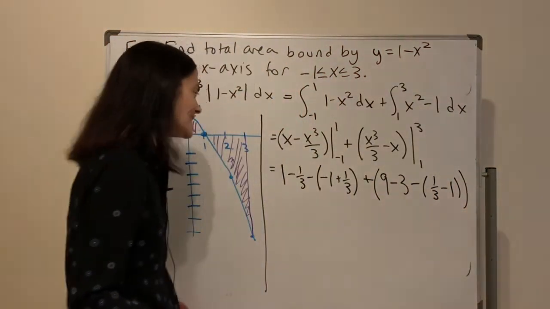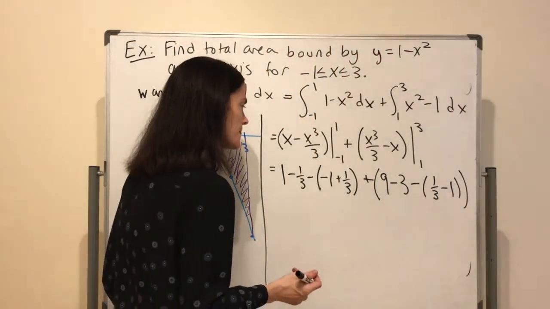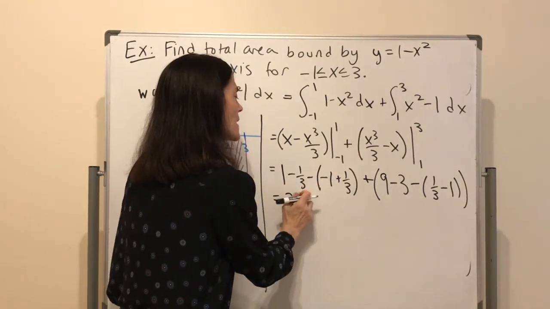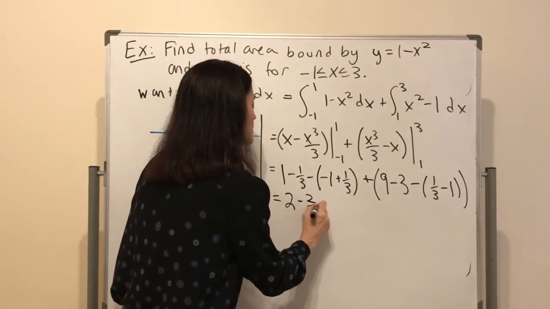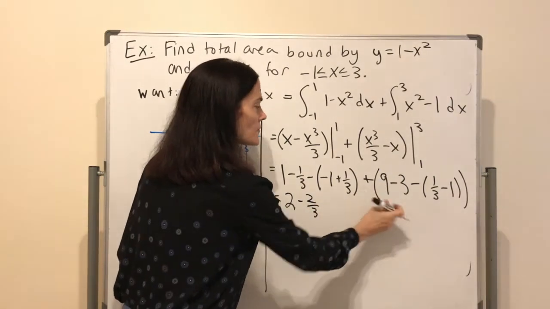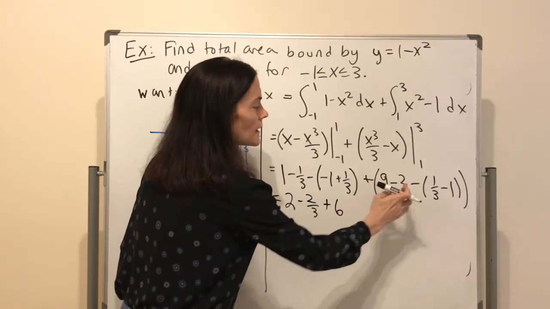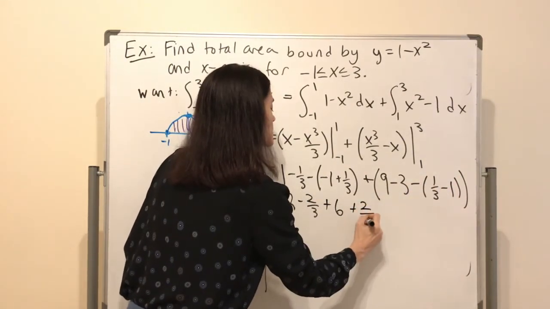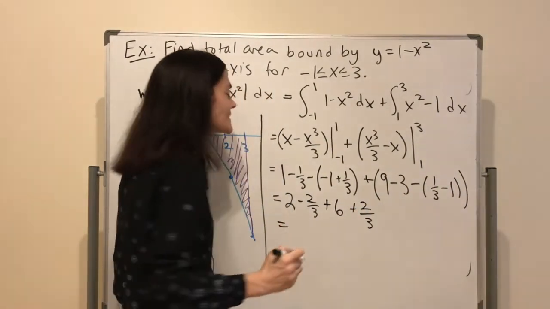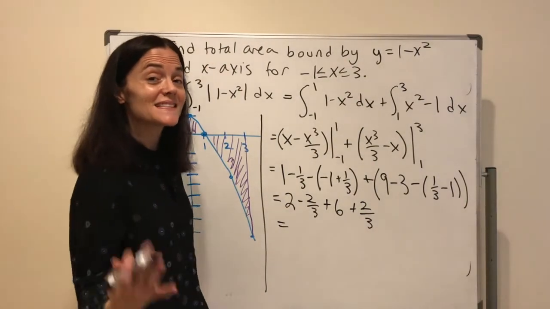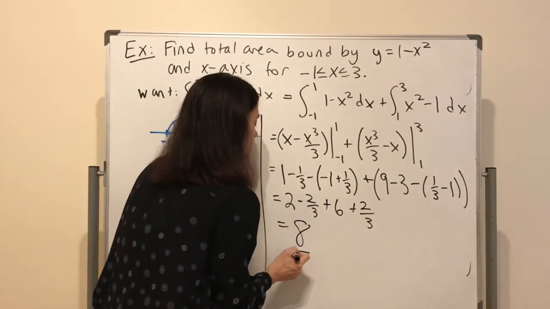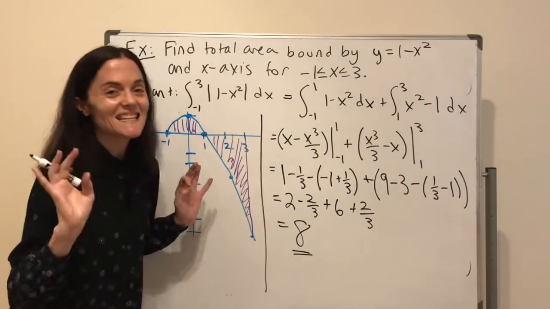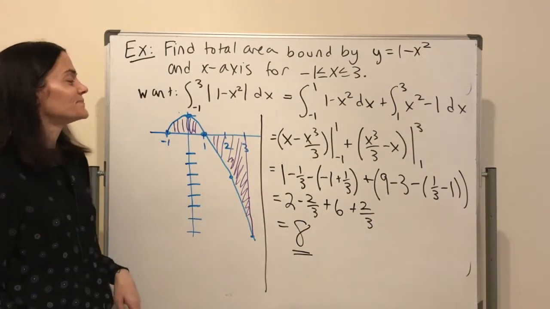Okay, what do we have here? 1 plus 1. We have minus a third minus a third. And then we have plus 6. And then this is minus 2/3 with a plus, so we get plus 2/3. All together you see we have 6 plus 2, which is 8. And this gives us the total area that's shaded in purple.